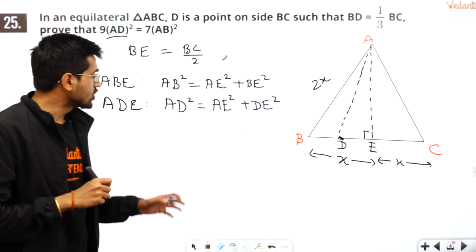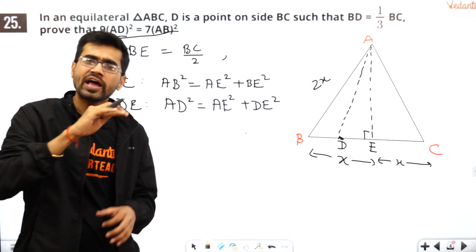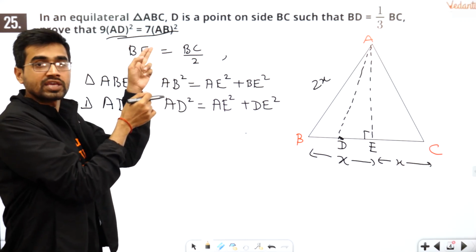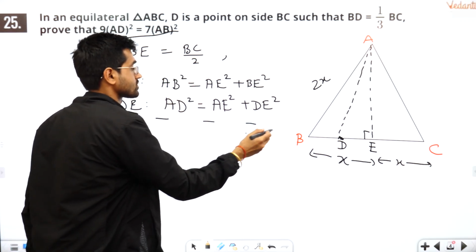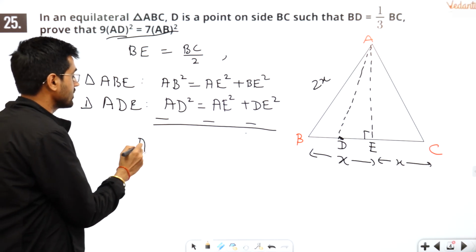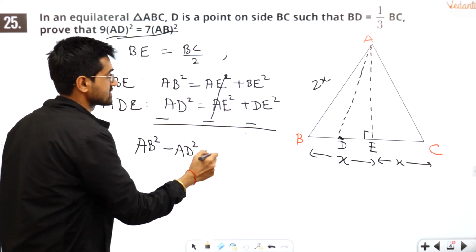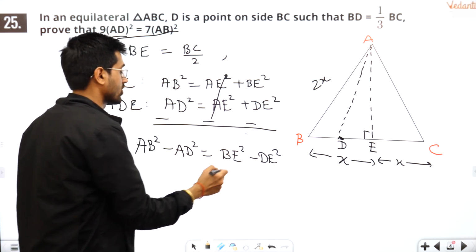Now tell me one thing. Do you think I need AE? No. The question has already given us the solution. Just keep doing what it is asking you. You do not want AE? Subtract these 2 equations. What shall we get? AB square minus AD square is equal to BE square minus DE square, as AE square is cancelled. Now try to understand.